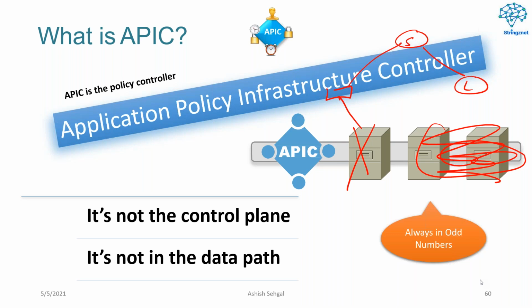Now, if we have 3 nodes, 1, 2, and 3, 3 controllers in a cluster, what is the purpose? Why are we saying that the nodes need to be in odd numbers? Guys, probably you have heard of a concept called RAID.